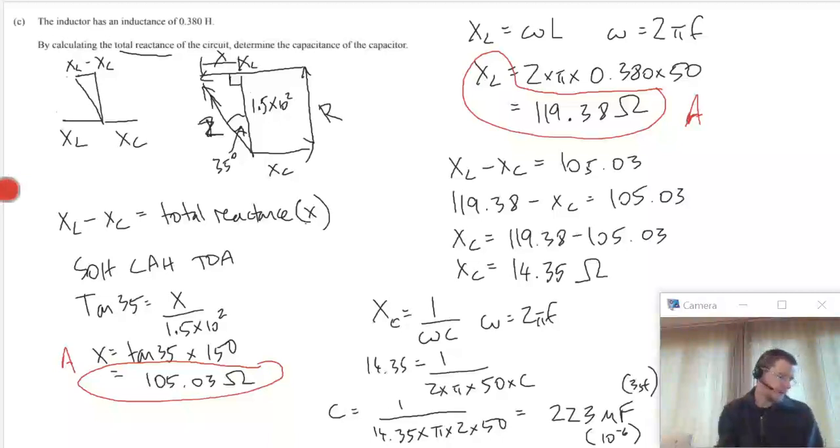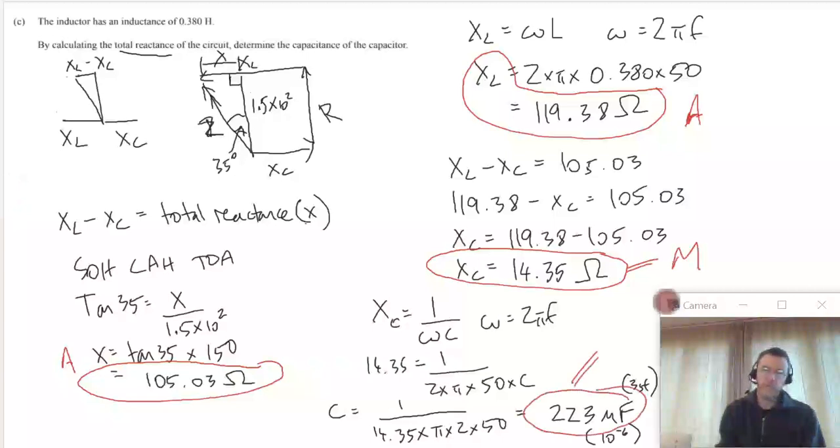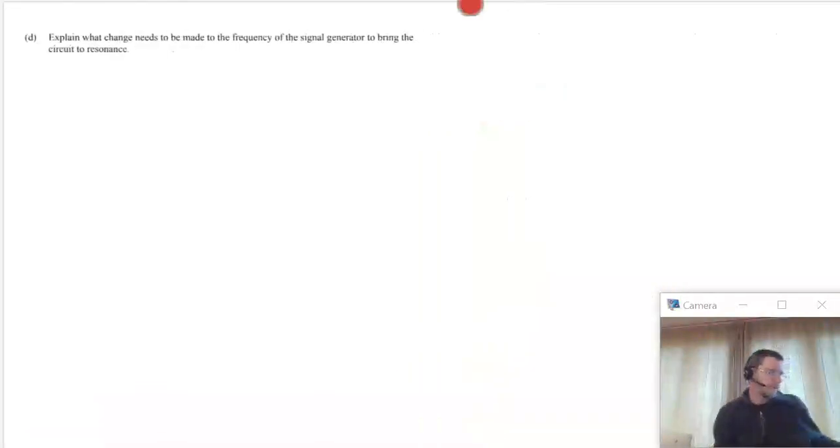And then if you get to here, this is worth a merit. And if you get to here, this is worth the excellence. Okay, so critical if you wanted to get an E8 or something out of this question. Alright, this last part of the question. Well, what's our critical stuff? Explain what changes need to be made to the frequency of the signal generator to bring the circuit to resonance.